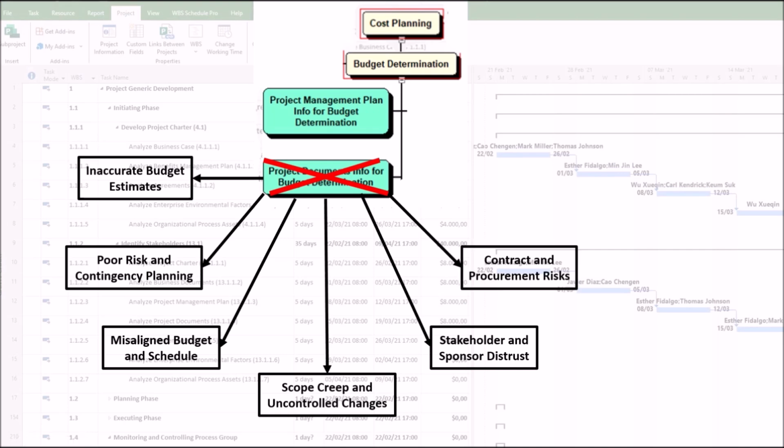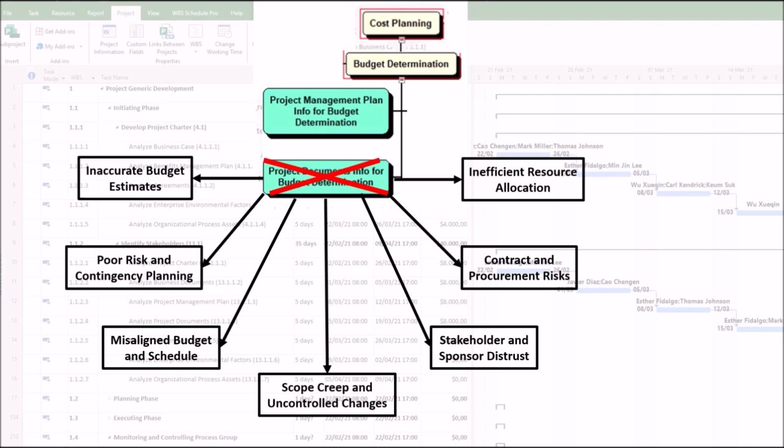6. Contract and procurement risks. Incomplete agreements or procurement docs analysis can result in unaccounted vendor costs, such as penalties and change orders. For example, fixed-price contracts without inflation clauses may require the supplier to make additional payments.